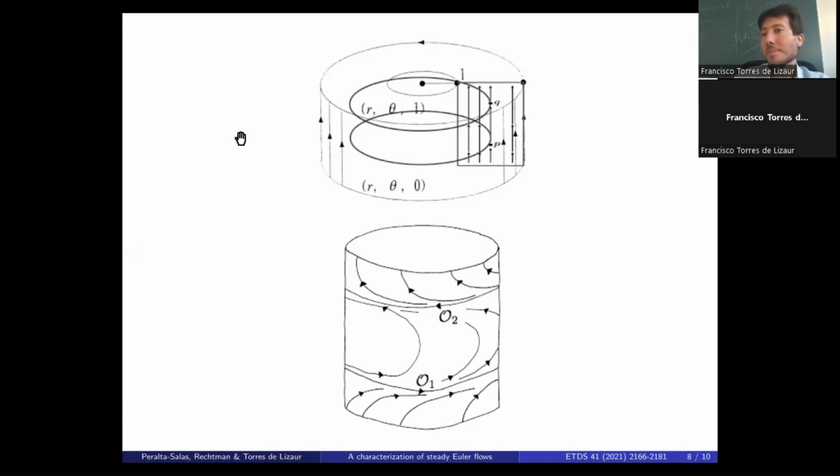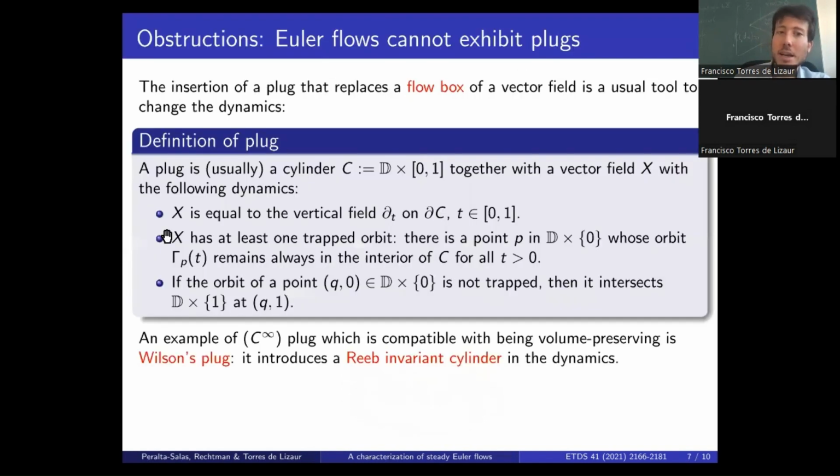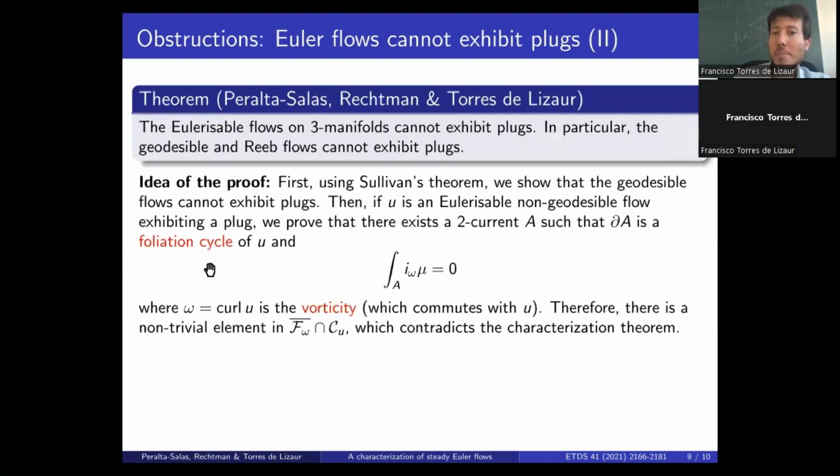So the key is that anytime you have such a dynamics, or more generally, a more general plug dynamics with a trapped orbit, what happens is that you are creating a foliation cycle, which is the boundary of a generalized zero-flux surface of the vorticity. Okay, so that's why you cannot have plugs.